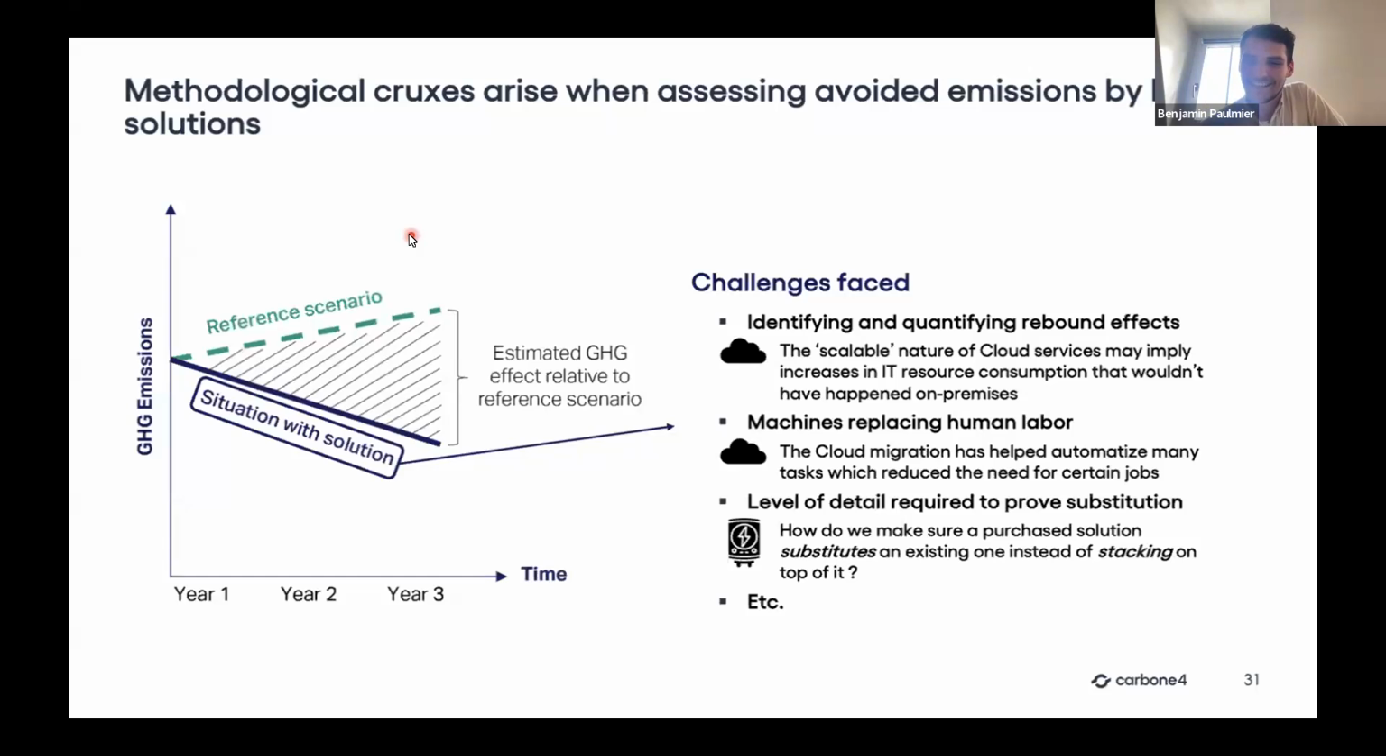So let's say that the customer that made its migration on Nimbus Tech now got rid of certain jobs, so they have less emissions in their, for example, employee commuting. Did these emissions really disappear, or did their employees simply find a new job and commute to someplace else? And for the level of detail required to prove substitution, for example, is the customer buying a smart heater getting a second one for a new house that they use for their vacation, or is it simply replacing their everyday heater and not creating any new demand?